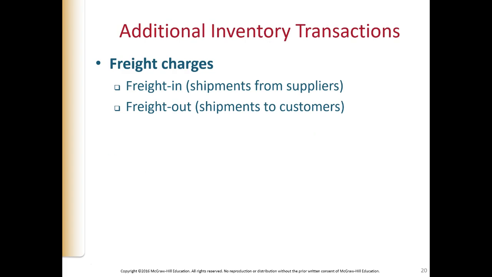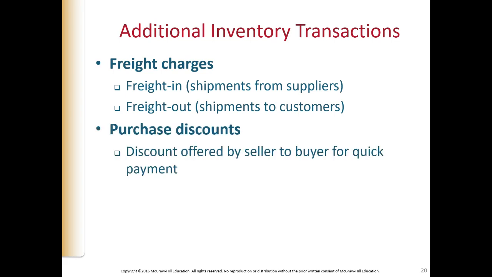Other terms we have in this chapter will be freight in and freight out. Now, freight in represents cost of the shipments from suppliers. So if we have to pay for the transportation cost to get the inventory from the supplier's place of business to our place of business, that's called freight in, and the freight in charges are added to the inventory account. Freight out charges will be the cost of delivery to our customers. This shows up as delivery expense in the income statement. So make sure you know these terms, freight in and freight out.